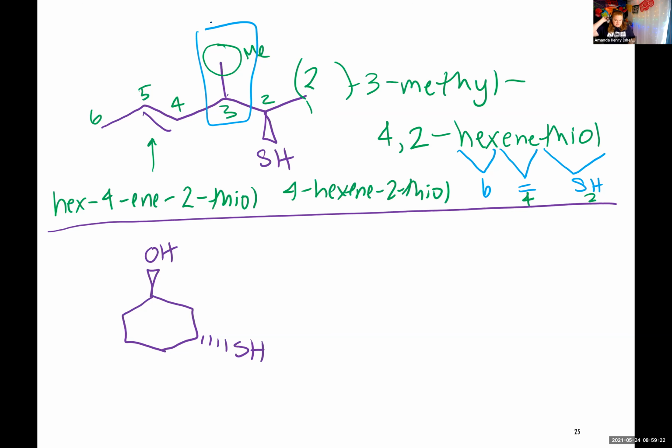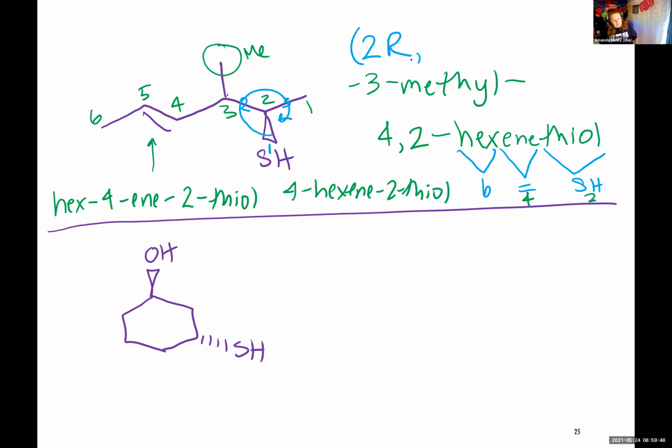What is number 2? Is it R or S? I agree. And let's see, I need to make these parentheses. We're just going to put the parentheses up here. We're going to say 2R, and it's R because the sulfur would be the highest priority, and then the longer chain would be second, and there's our third. So 1, 2, 3, and we're going to the right, so we get the R.